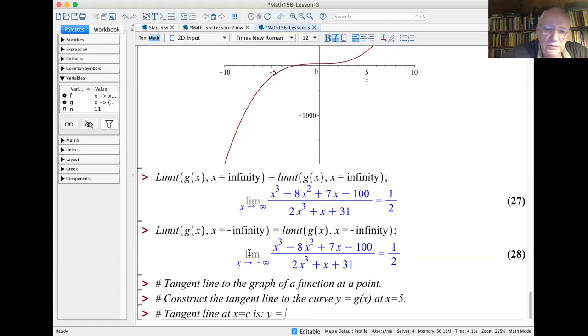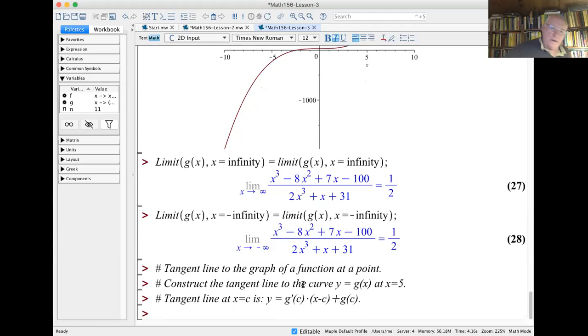Y equals the derivative g prime at c times x minus c plus the value of the function at c. So again, you're taking math 176. This is from math 175. This you absolutely had to have learned in Calc 1.